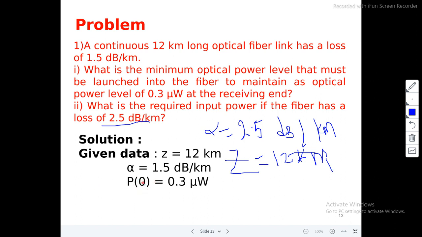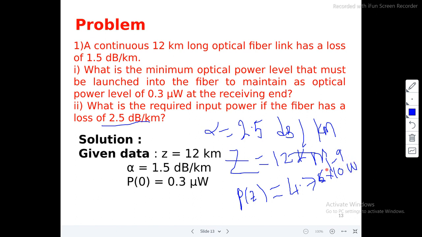So what is the remaining value? You calculate the P of Z. Okay? What is the P of Z? P of Z is equal to, what is the P of Z value? Calculated in the first problem, 4.755 or 4.76 into 10 to the power of minus 9 watts. Okay, now you can remember the units, 10 to the power of minus 9 watts.